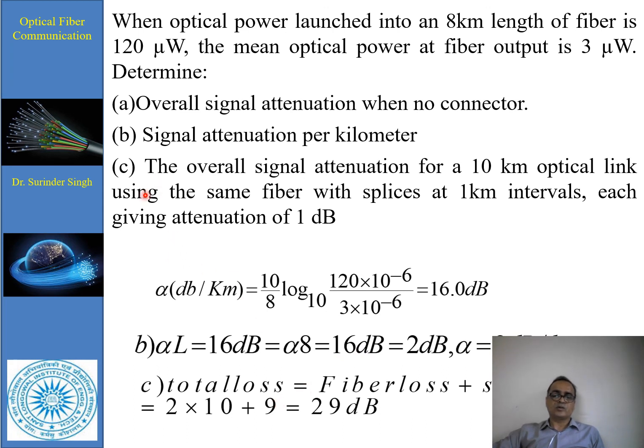Now the total loss is the fiber loss and the splice loss. There is one splice after every 1 kilometer, so there are 9 splices. The fiber loss, the formula used here, is alpha into L. Alpha is 2 dB per kilometer into 10, that is 20, plus 9 is 29 dB, to be found from here.